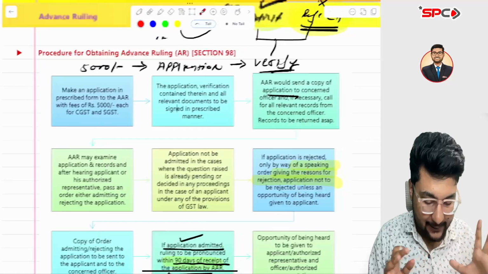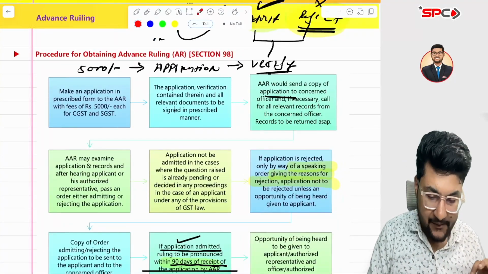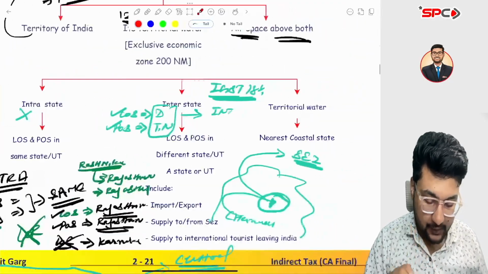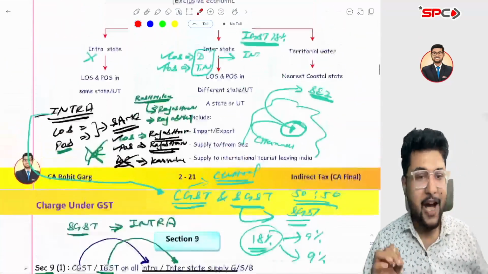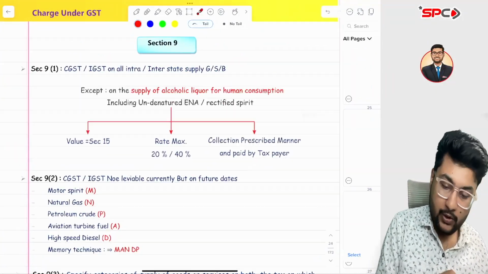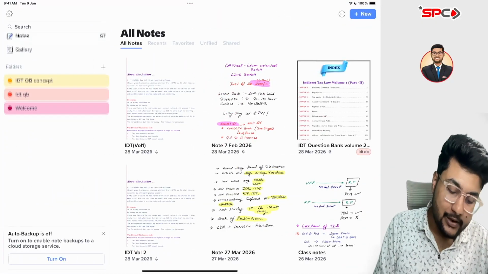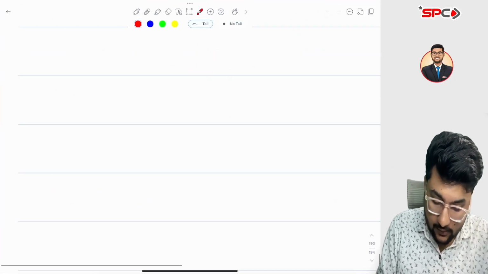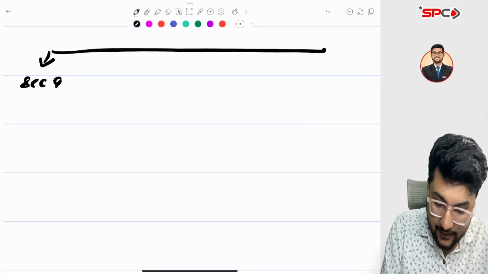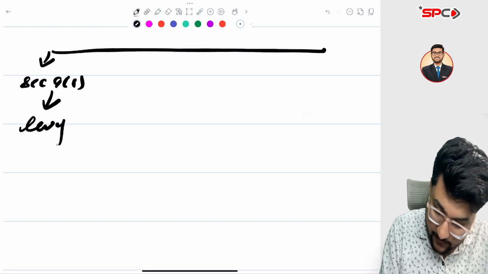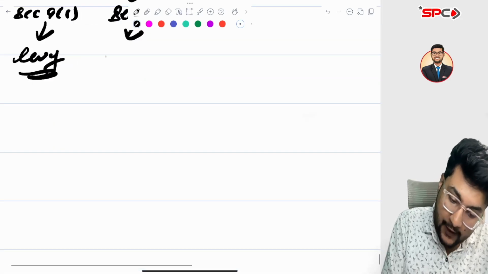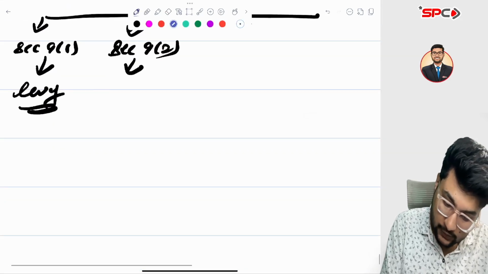Now, I think most of the definitions related to this chapter we have covered. Now we will shift to another topic. We will properly study our section 9. Section 9 is divided into 5 subsections. Let me talk about the first one: 9.1, which talks about the levy. Then comes 9.2, which talks about 5 products.